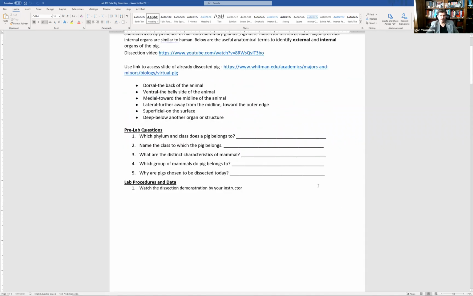So pre-lab questions: which phylum and class does the pig belong to? The phylum, of course, is chordates, and the class will be Mammalia, right? Mammals. What are the distinct characteristics of mammals? We talked about that not so long ago. So remember, 7 neck vertebrae, the fur or hair, right? And then, of course, we are talking about feeding the young ones, the newborns, with milk. And then, of course, we're talking about the deuterostomes. We talk about the endoskeleton, right? All of that.